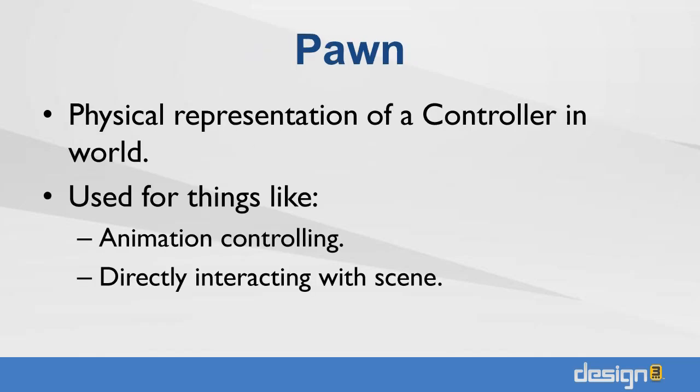Another important class is the pawn. This is a physical representation of a controller in the world. It's not limited to one controller, and I'll get more into this in a later tutorial, but generally use it for things that directly interact with the scene. So animation controlling, and also things like physics.